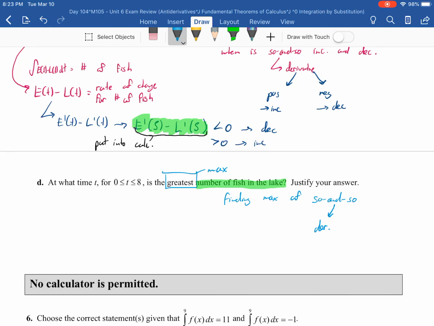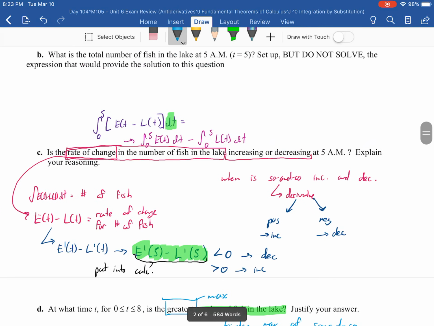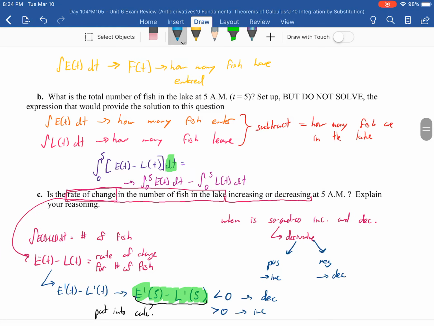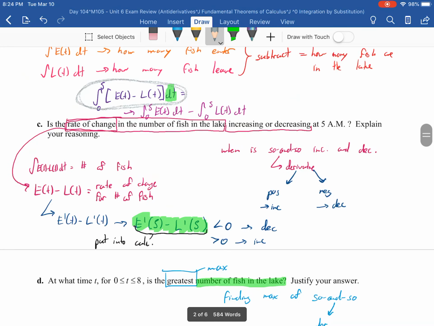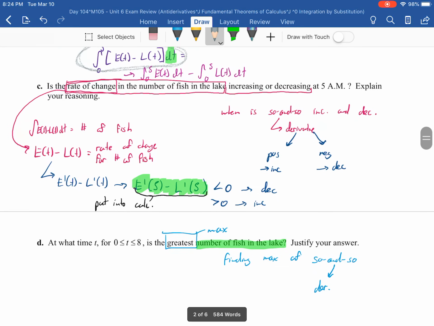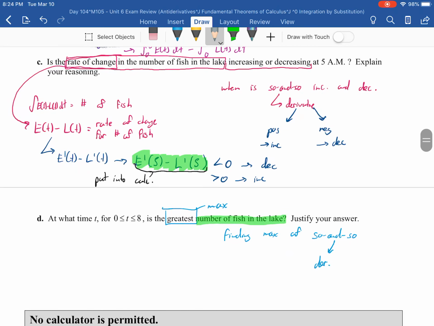Well, hopefully at this point you remember that in part B, we discussed how you find the total number of fish in the lake. And we discussed that to find the total number of fish in the lake, you have to take the integral of E of t minus L of t. So let's do that. Let's take the integral of E of t minus L of t. So that's our so-and-so, that's our function that we want to look at.